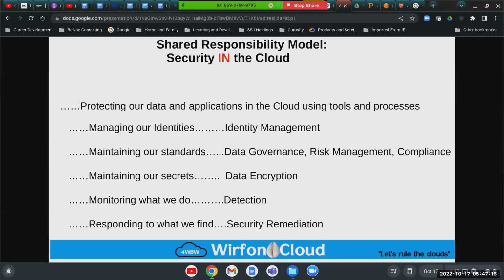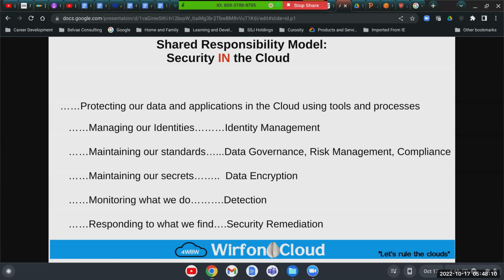Maintaining our secrets, how we keep data so that it remains private, falls under encryption. It's a concept which you've already covered, a form of security. Monitoring what actually happens within your cloud environment comes under detection of services, which we're going to cover today. And then responding to what we find when we detect a security breach or a security hazard falls under security remediation, or security response. That involves many more elements, but that is what is known as security in the cloud, in a nutshell.